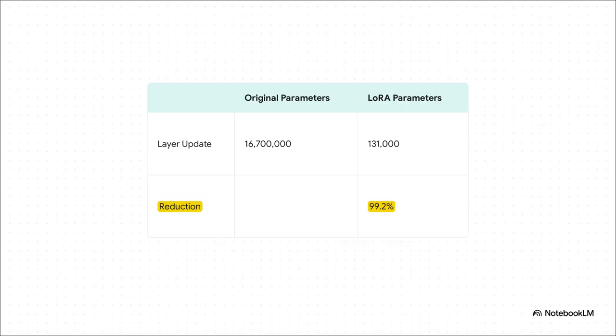And the impact of this, it is just staggering. Just look at the numbers for a single layer. Instead of wrestling with over 16 million parameters, with LoRA, you're only updating about 131,000. That is a 99.2% reduction. Let that sink in. A 99% reduction in trainable parameters for that one layer. All of a sudden, you're getting the same fine-tuning result with just a tiny, tiny fraction of the work.